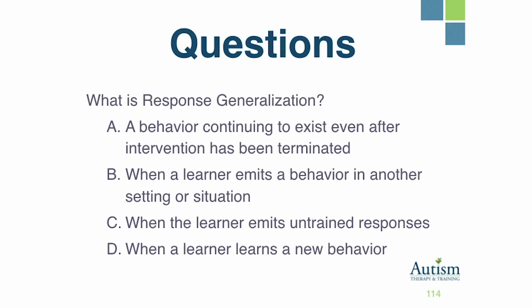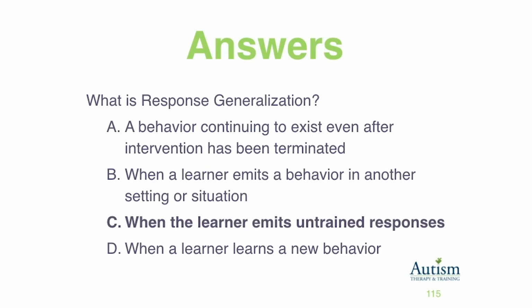What is response generalization? A. A behavior continuing to exist even after intervention has been terminated. B. When a learner emits a behavior in another setting or situation. C. When the learner emits untrained responses. D. When a learner learns a new behavior. And the correct response is C, when the learner emits untrained responses.